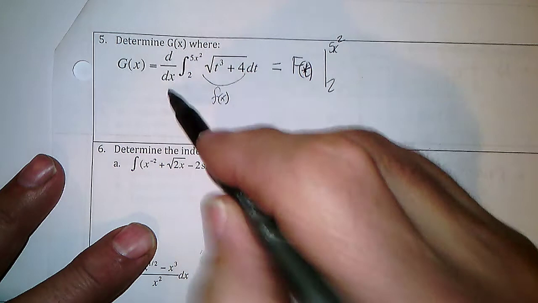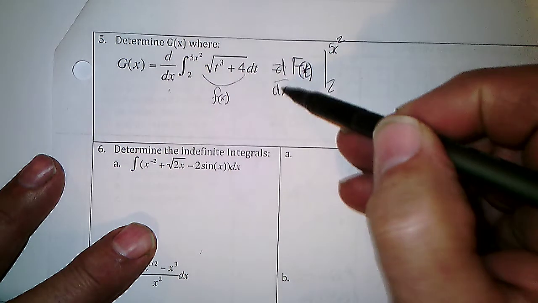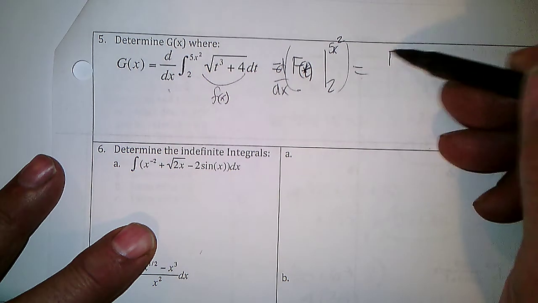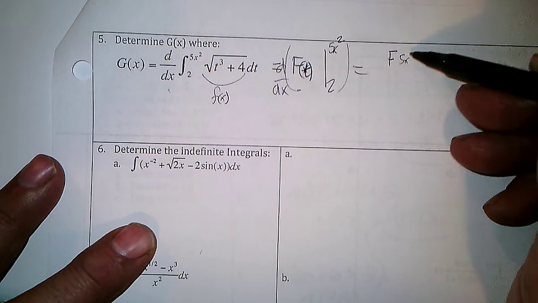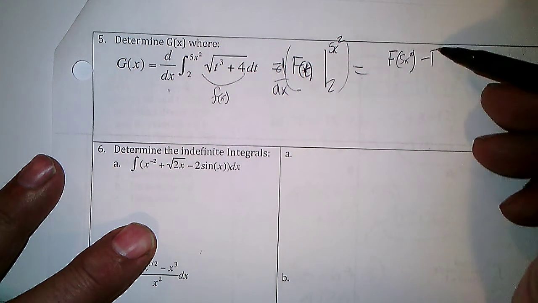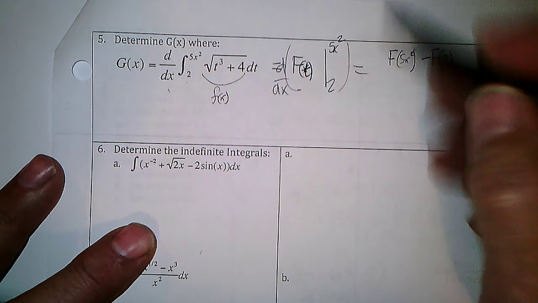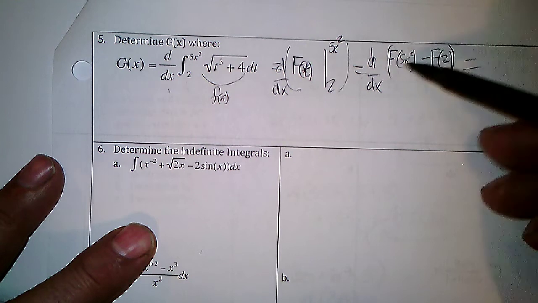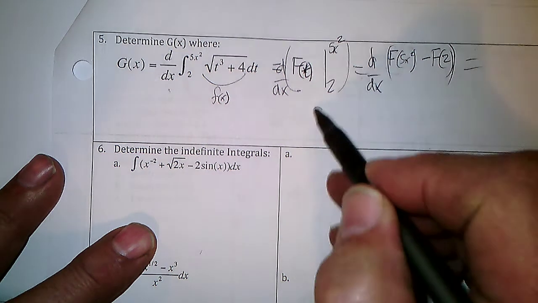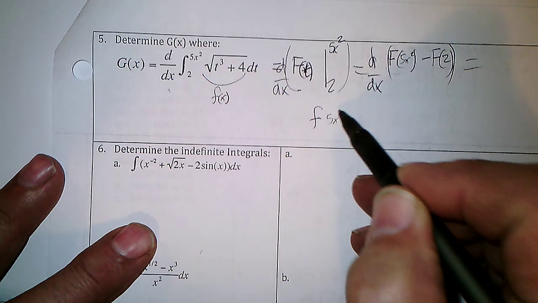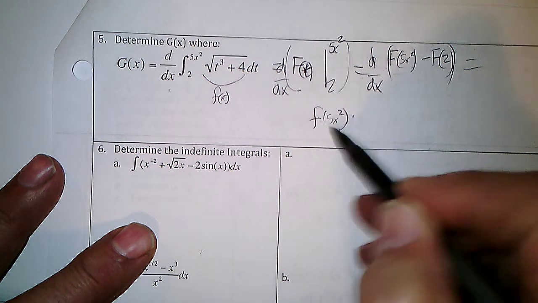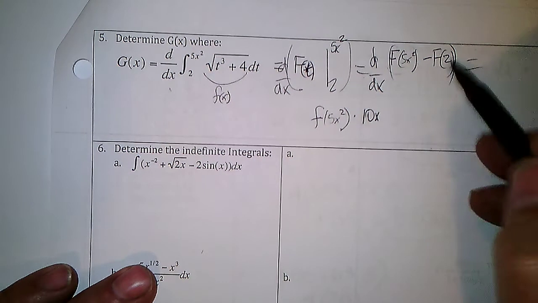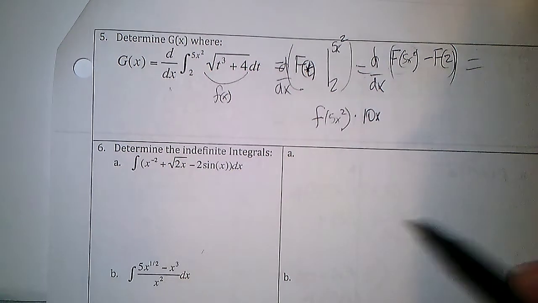And then we have to take the derivative of what this is. So this would be capital F of 5x squared minus capital F of 2, and we have to take the derivative of this with respect to x. The derivative of this would be little f with 5x squared put in it, times the derivative of the inside, which is 10x. And then the derivative of a constant is 0, so it would be this.